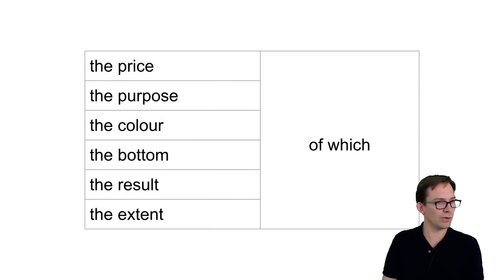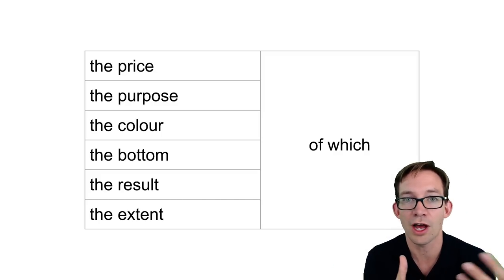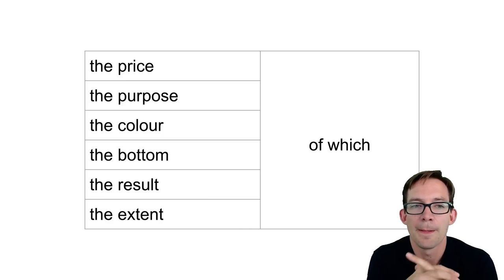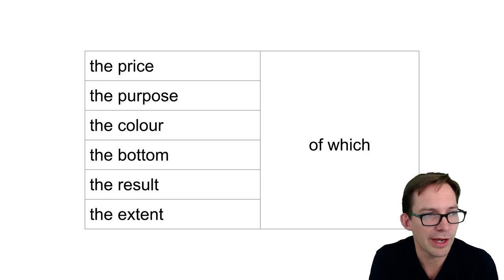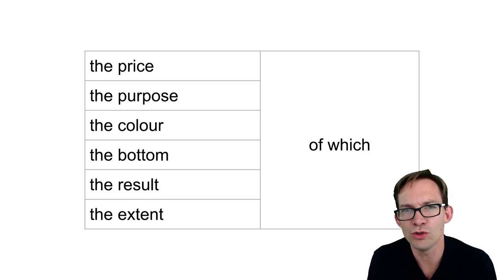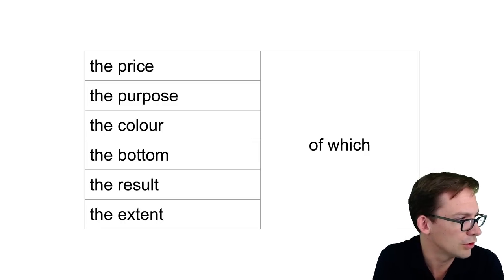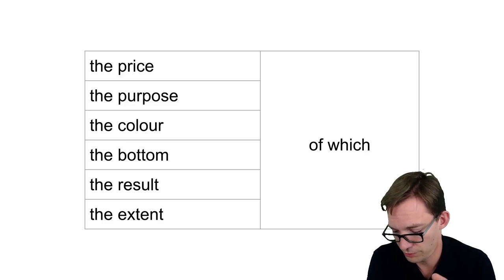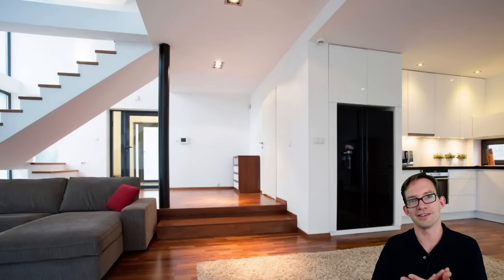Okay? And you can use a variety of different words. You could say the price of which, the purpose of which, the color of which, the bottom, the top of which, the result, and the extent of which. Now, in this case, off the top of my head, an example using whom doesn't jump out. I think really we're just going to focus on using which for this one. Okay, so the purpose of which, the price of which. I think I've got one more example to show you, and then it's practice time for you guys.